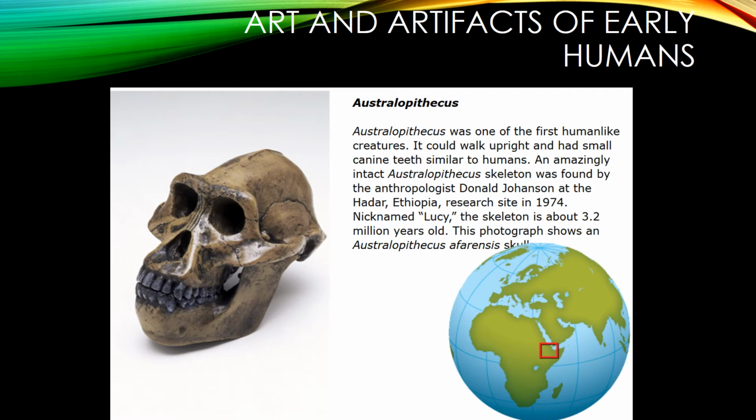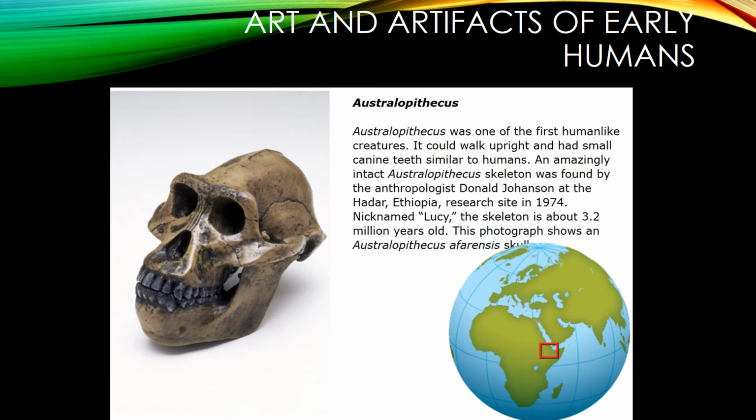An amazingly intact Australopithecus skeleton was found by the anthropologist Donald Johanson at the Hadar, Ethiopia research site in 1974. Nicknamed Lucy, the skeleton is about 3.2 million years old. This photograph shows an Australopithecus afarensis skull.